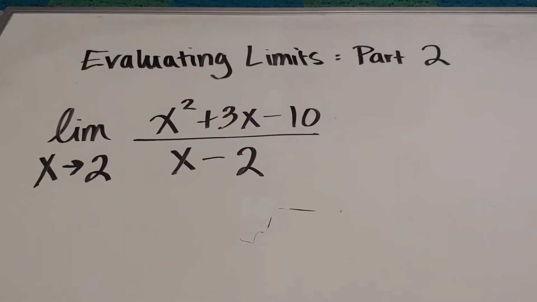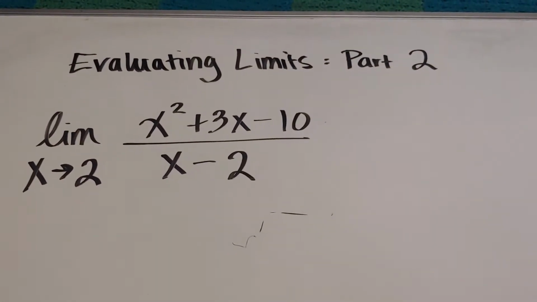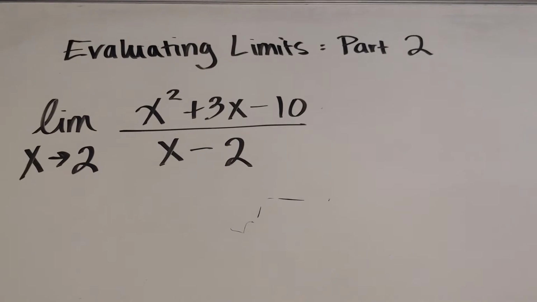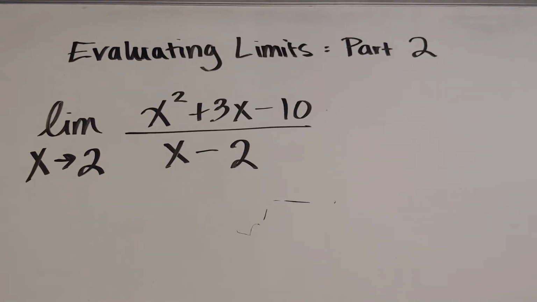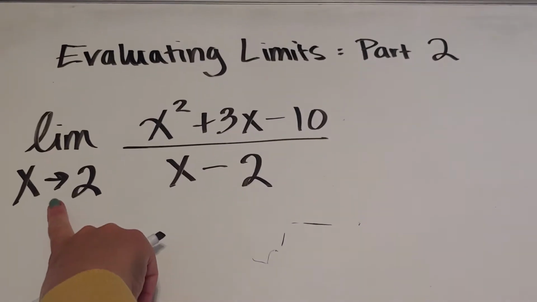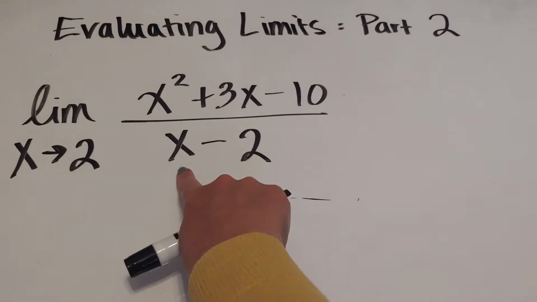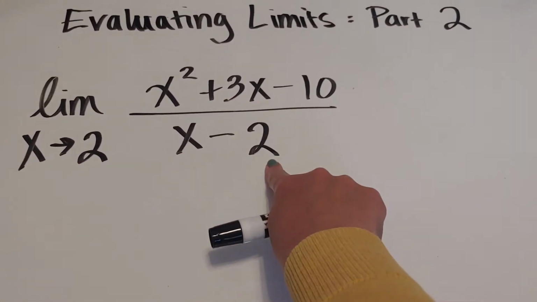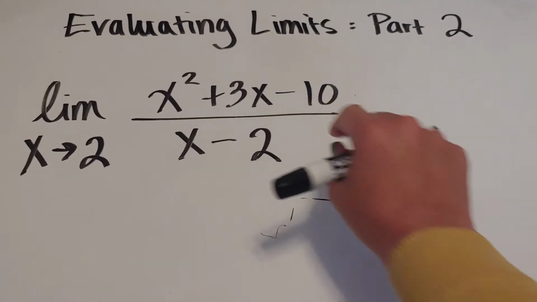In this video, we're going to look at evaluating limits, but this is going to be our first one looking at problem spots. Okay, so how do I know I have a problem spot? Well, the first red flag is that I'm asked to plug in x as 2, and that's going to cause a 0 in the denominator.